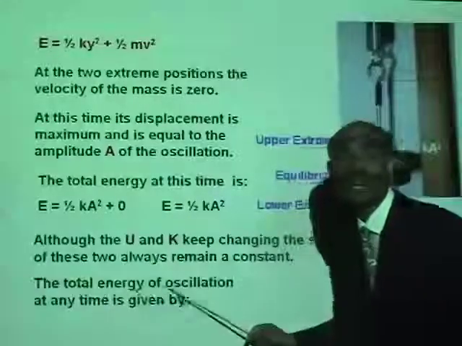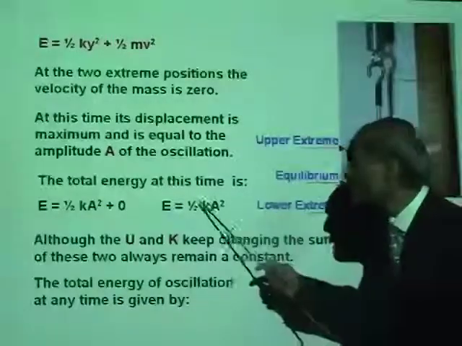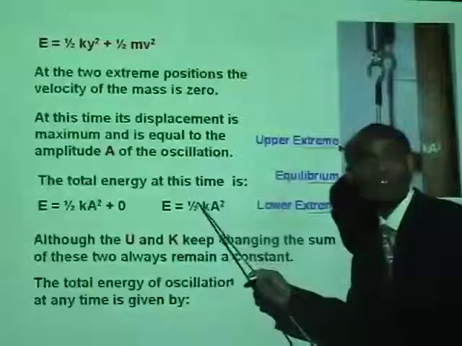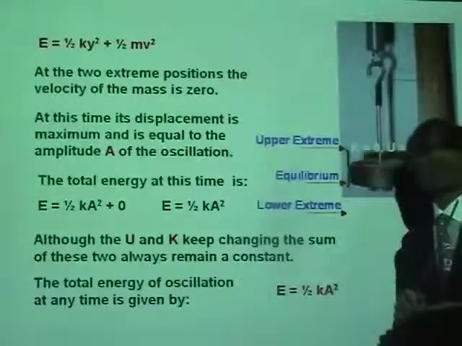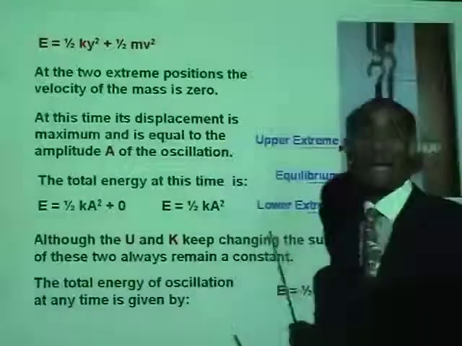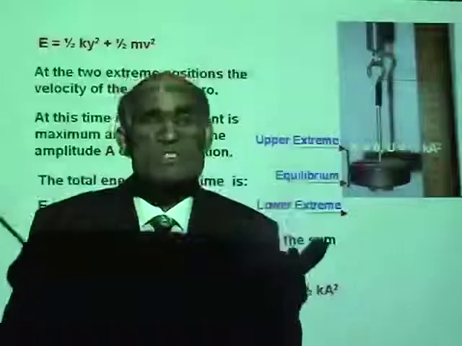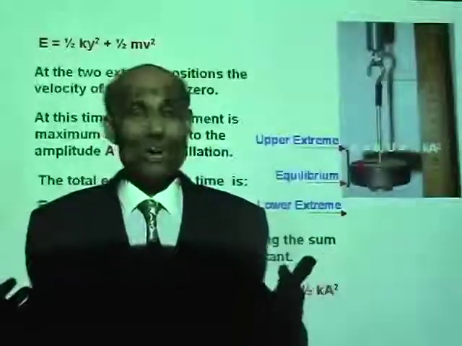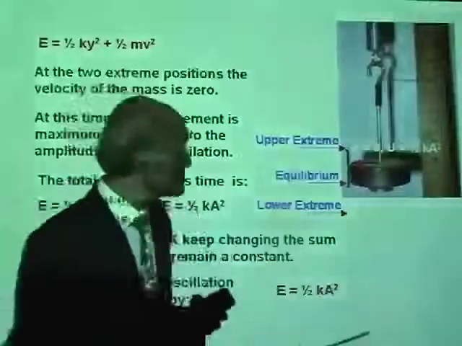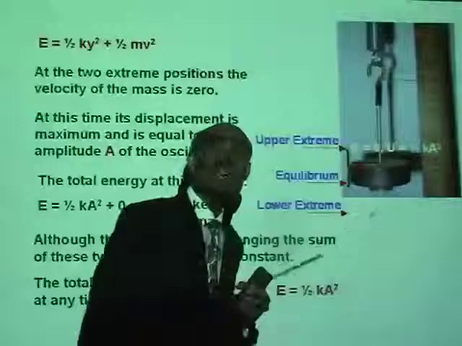Therefore, the total energy of oscillation at any given time can be represented by this, equal to 1/2 kA squared. Alright, so if I ask you, what is the energy of oscillation, or what is the energy of a simple harmonic oscillation, you must tell me immediately E equal to 1/2 kA squared.